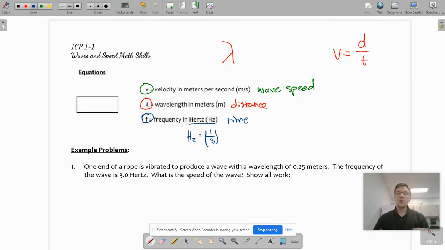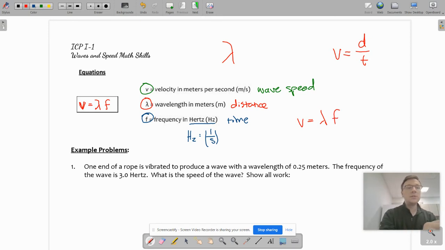Now, the equation looks a little bit different. So when we actually go to do our equation here, wave speed is equal to wavelength times frequency. Okay, wavelength times frequency. And let's kind of think about that, right? We've got speed is equal to wavelength times frequency.